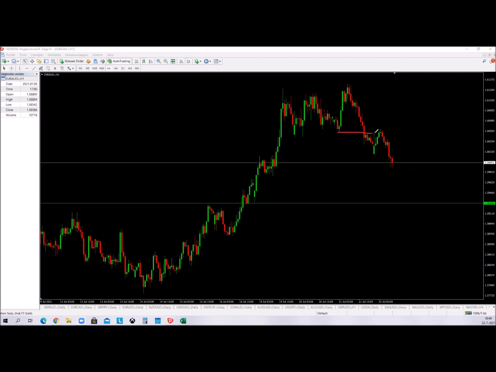So as soon as this area broke, which is over here, I entered short, targeting this area. This to me is the last bit of structure. Stop went above here. Again, you won't see the orders on this MT4. This is an MT4 account. This is what I use for analysis and I execute on a different platform.